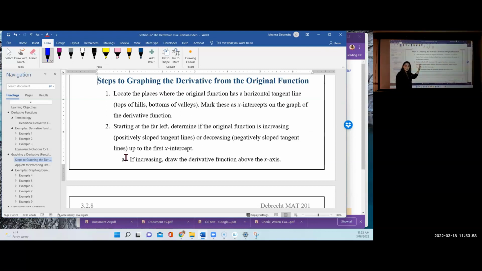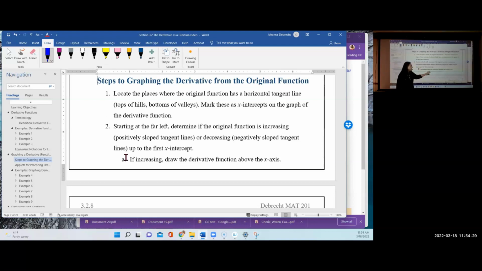Starting at the far left side and moving towards the right side of the graph, we want to determine, is the function increasing, positively sloped tangent lines above the x-axis, or decreasing, negatively sloped tangent lines that would be below the x-axis. You want to go from the far left to the first x-intercept. So from the far left to the location of the first relative maximum or minimum on the original function.